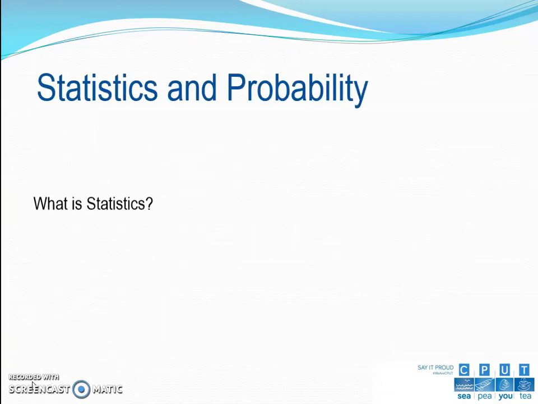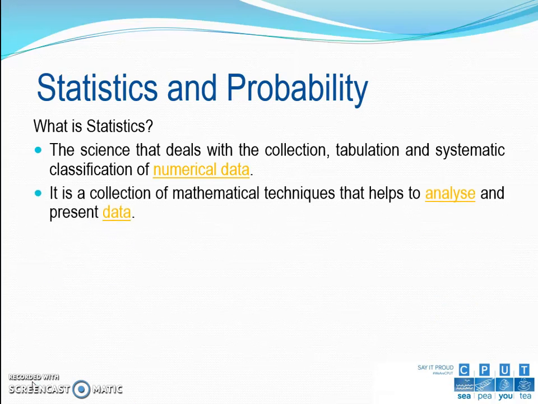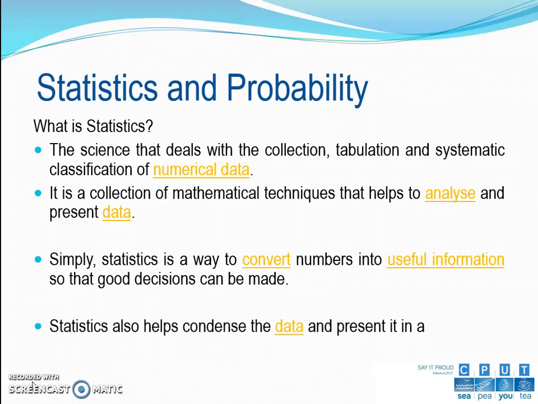Okay, let's start by answering what is statistics. Statistics is defined as the science that deals with the collection, tabulation, and systematic classification of numerical data, being data that is measurable, such as time, height, weight, the amount, and so forth. It is also a collection of mathematical techniques that helps to analyze and present data. Simply put, statistics is a way to convert numbers into useful information so that good decisions can be made. Statistics also helps condense data and present it in a manner understandable by everybody.